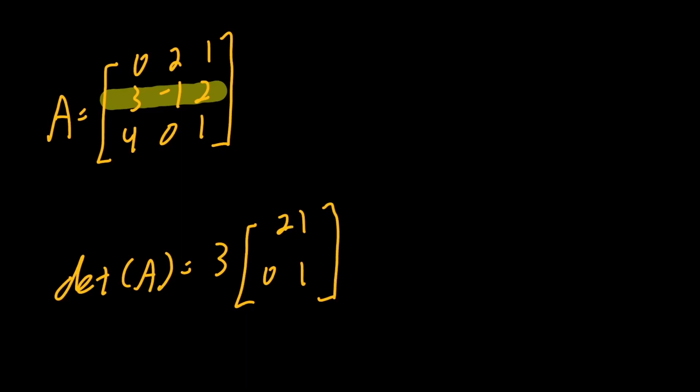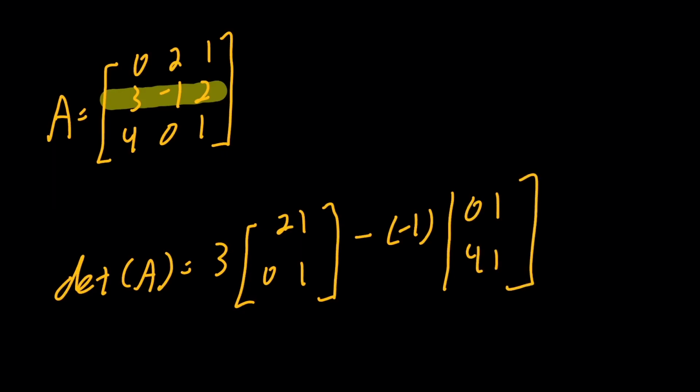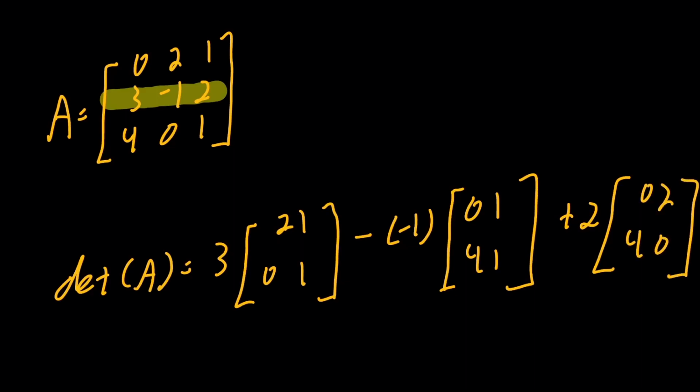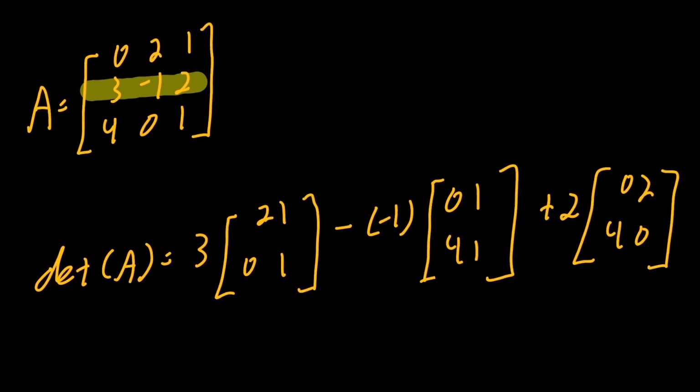And then it's going to be minus negative 1 times 0, 1, and 4, 1, plus 2 times the following 2 by 2 matrix. And it's going to appear to be 0, 2, and 4, 0. This is from the process of taking the minor of each entry, where within that entry you eliminate the column and row it corresponds to.